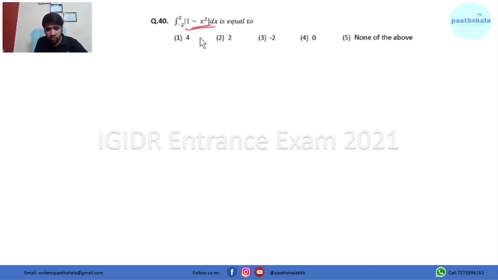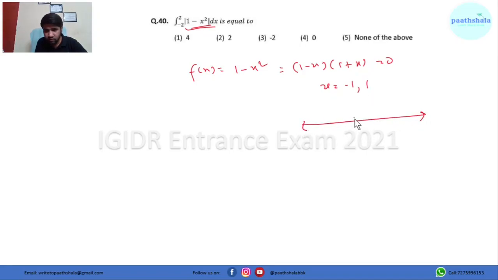In order to solve questions which contain mod, we have to first assess the nature of the function. So here f(x) is equal to 1 minus x square, which can be written as (1 minus x)(1 plus x). If I equate it to 0, we get x equals minus 1 and 1. Now draw a number line. You will get minus 1 here and 1 here, and assess the nature of the function within the desired range, that is minus 2 to 2.